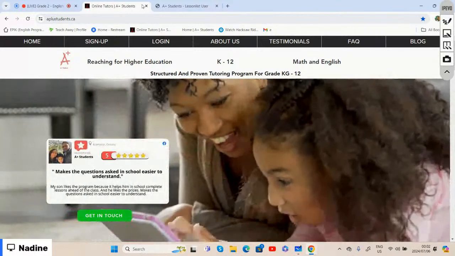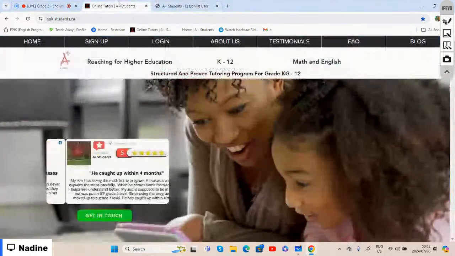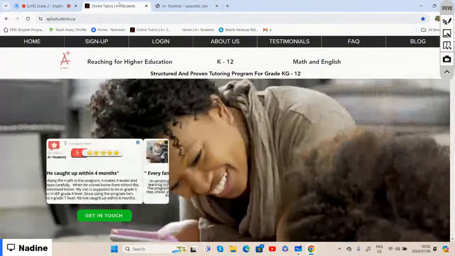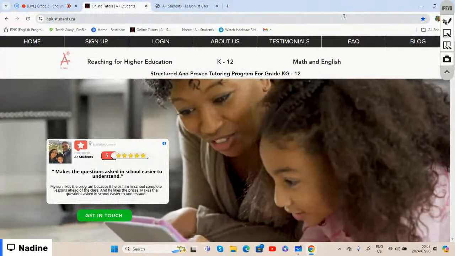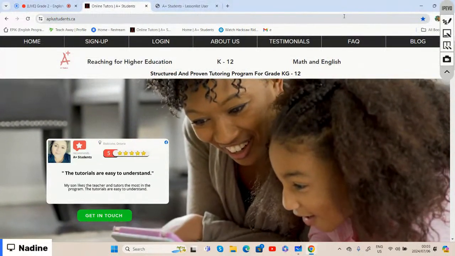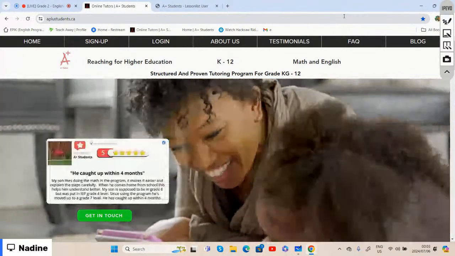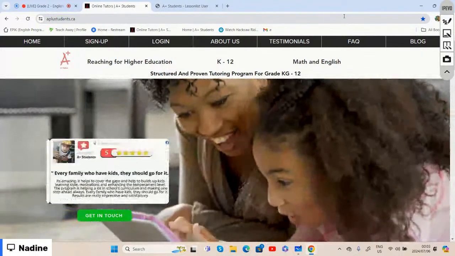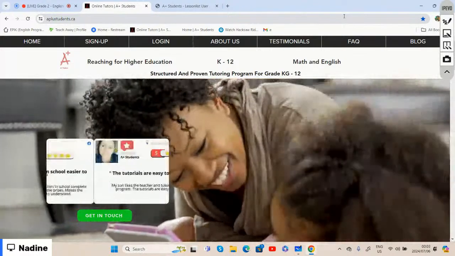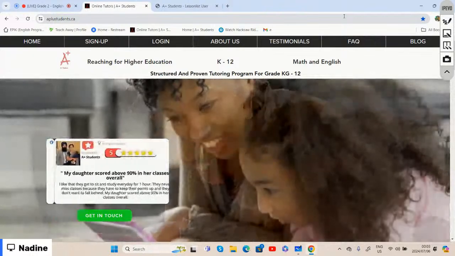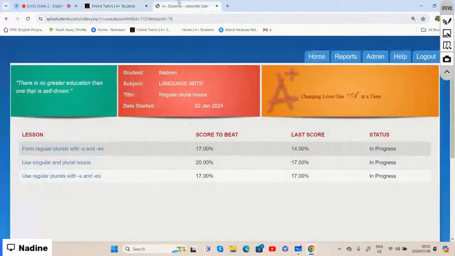Today we'll be doing our grade 2 English lesson on regular plural nouns. Before we start, we're going to log on to aplusstudents.ca. Once we've logged on with our username as well as our password, we're going to select the subject of English Language Arts grade 2, and then scroll down until we get to the chapter of regular plural nouns.